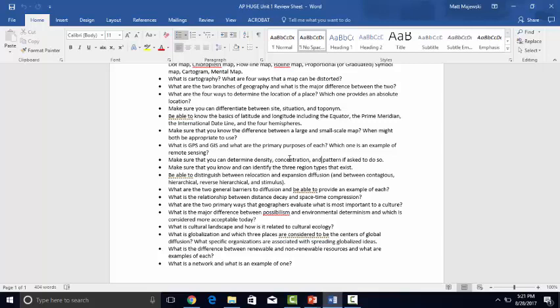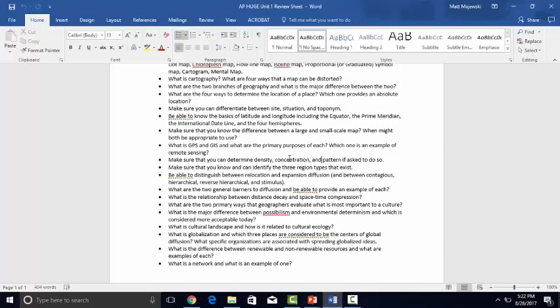Make sure you can identify the 3 region types: formal, functional, vernacular. Formal regions have a uniform characteristic that spreads throughout evenly, and it has clear, easily recognizable boundaries that kind of tell you when you are coming or going into that area. All right.